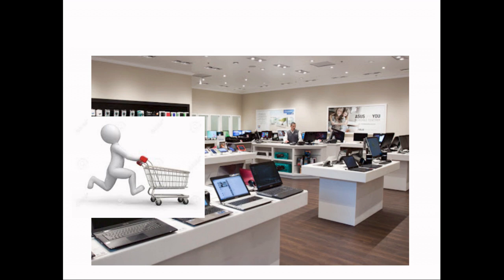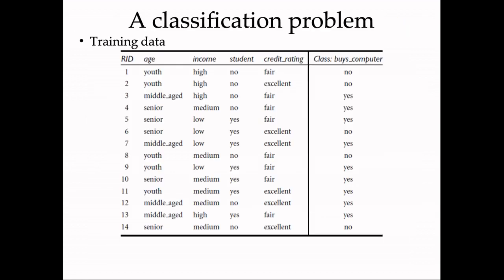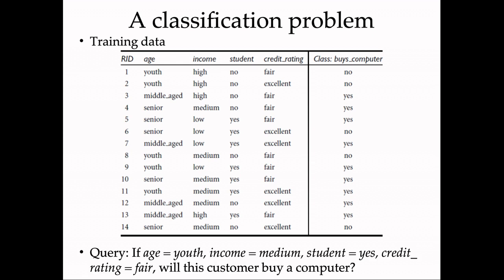The store assistant's interest would be whether the customer will buy a computer. The table shows the training data with known classes. The training data consists of 4 attributes: age, income, student, credit rating, and one class variable: buys computer. The training data is used to train a classifier. Once the classifier is trained, it can answer the question: when age is youth, income is medium, the customer is a student, and the credit rating is fair, will the customer buy a computer?